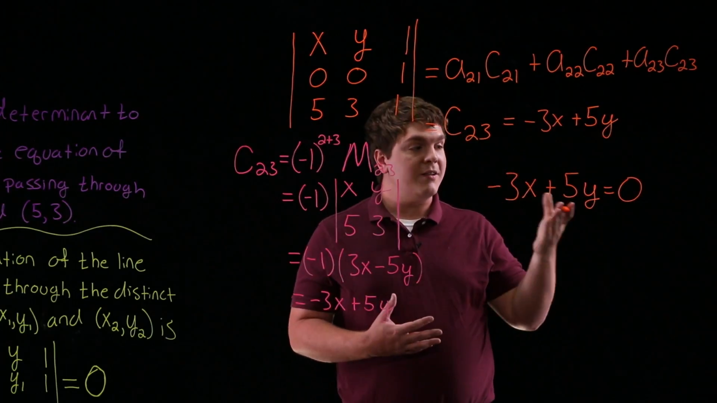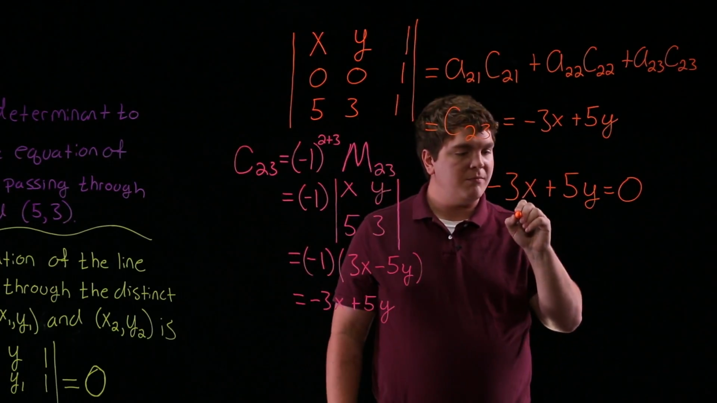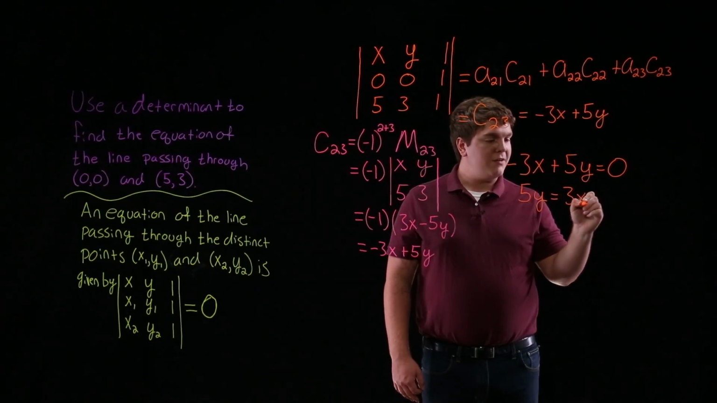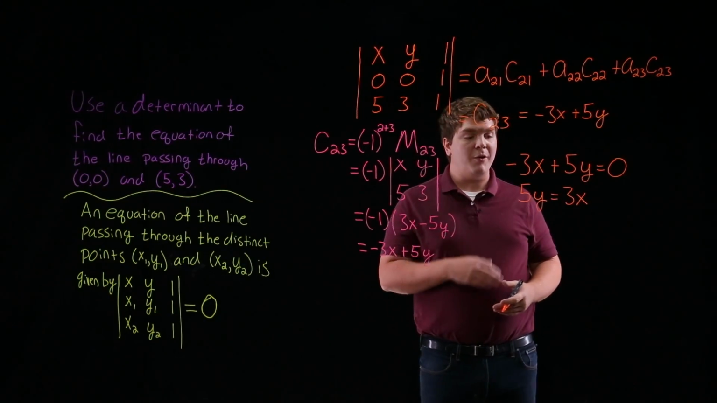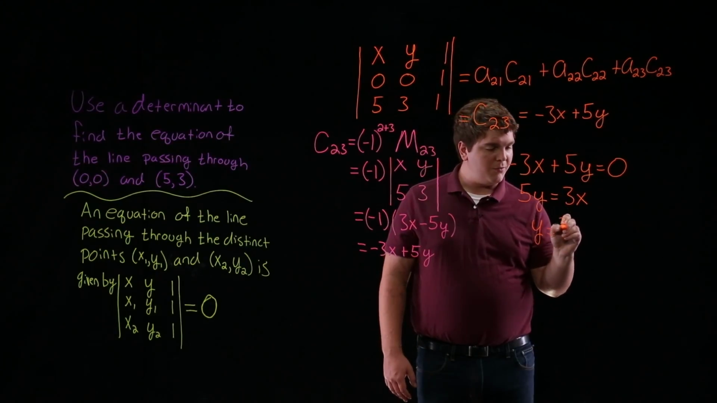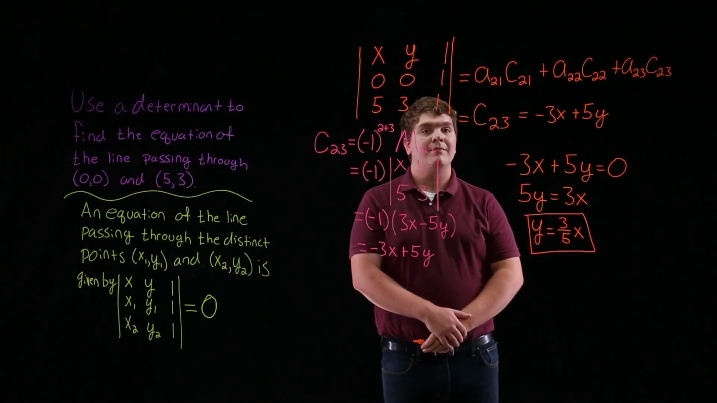And from here, we can get this equation in slope-intercept form by adding 3x to both sides of the equation, which leaves us with 5y is equal to 3x. And finally, we can divide both sides of the equation by 5, leaving us with y is equal to 3/5 times x. Thank you.